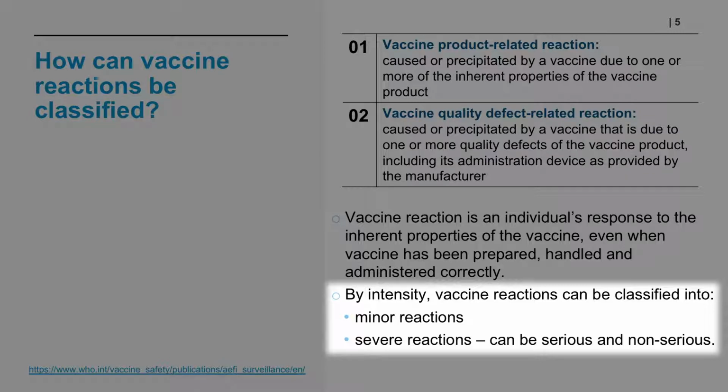For example, pain at the injection site, minor swelling at the site of injection, fever. It could also be a severe reaction. A severe reaction actually represents the intensity of the reaction, where it can be either a serious reaction or a non-serious reaction. We are soon going to be learning about what a serious and a non-serious reaction is.